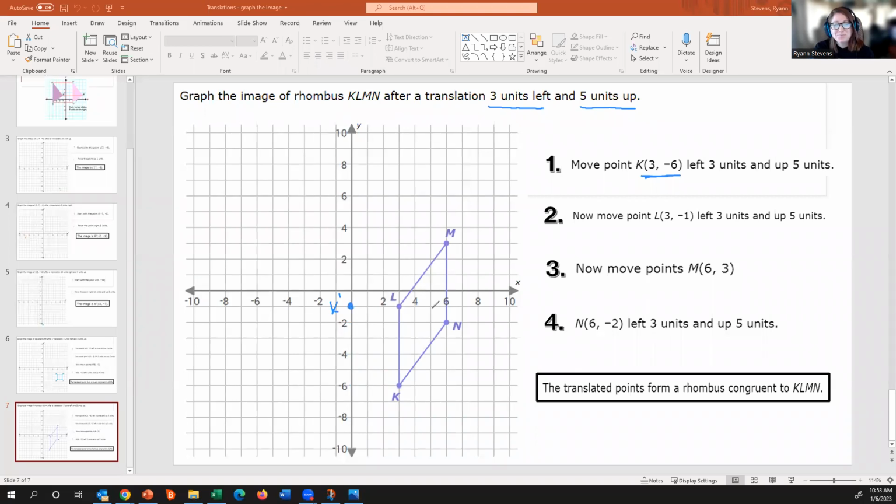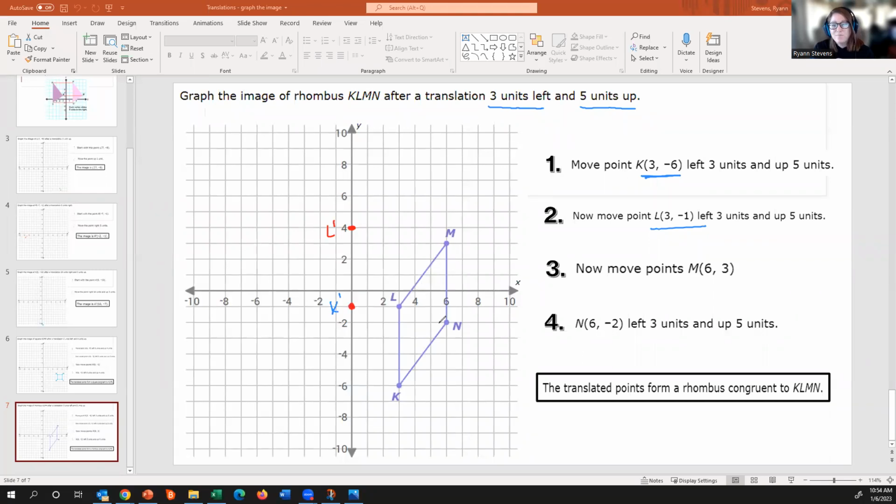And then the next point we're going to look at is point L, which is at 3, -1. So here we are going to move L 1, 2, 3, and then we're going up 5 units: 1, 2, 3, 4, 5. This will be the image of L. And I erased the point for K, so we'll put that one back there.